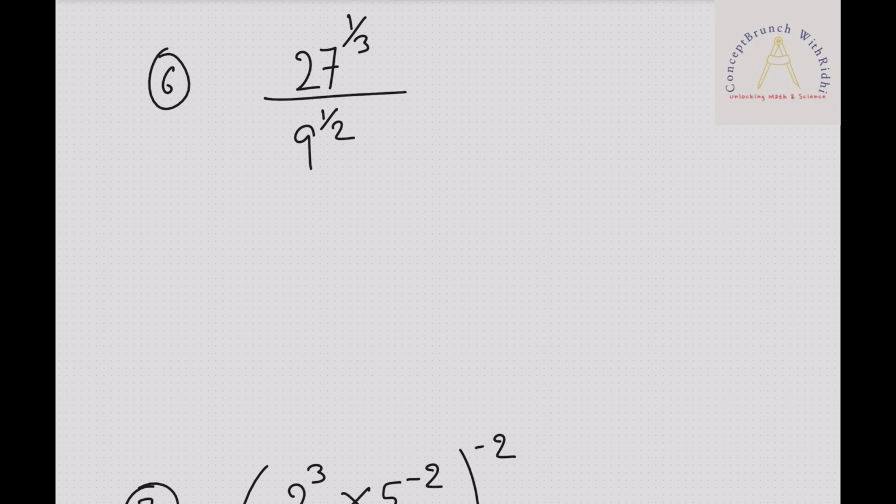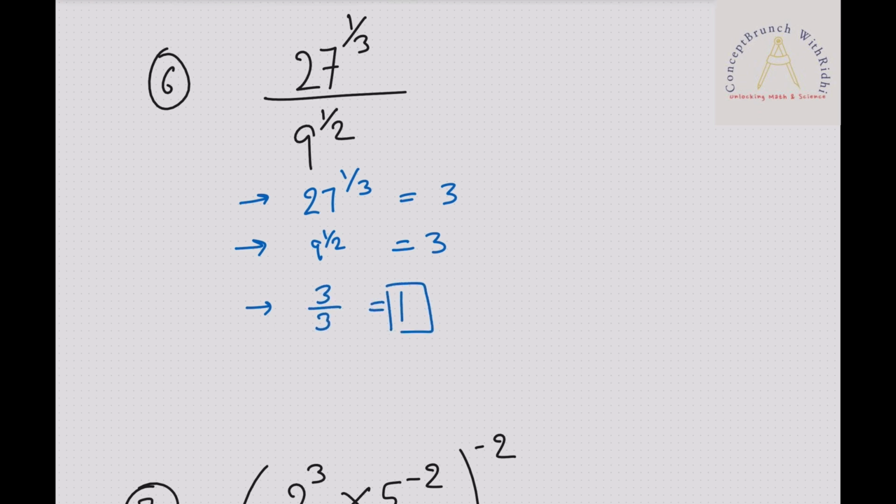Here, first of all, simplify both the terms, numerator and denominator. The first numerator is 27 to the power 1 over 3, which is the cube root of 27. So cube root of 27 is 3, right? Next, the denominator, 9 to the power 1 by 2, is the square root of 9. So we can write the answer as 3. Okay. Now divide the simplified terms simply, right? So we can write 3 divided by 3, that is equal to 1, which is the final answer.